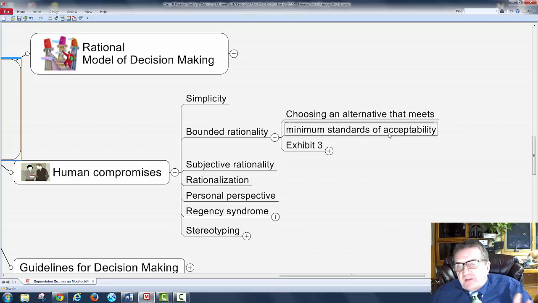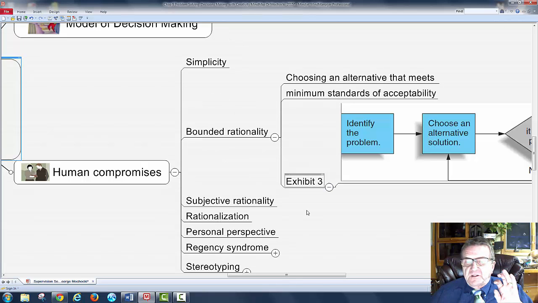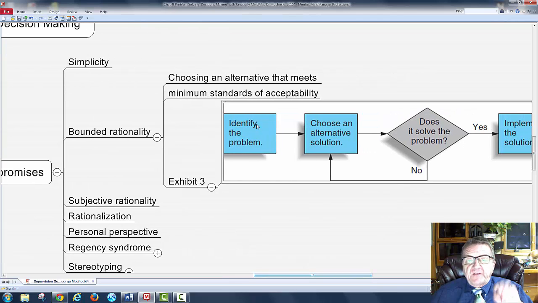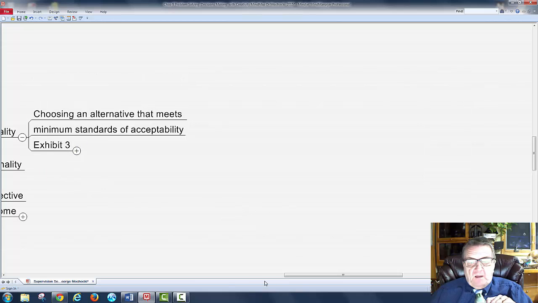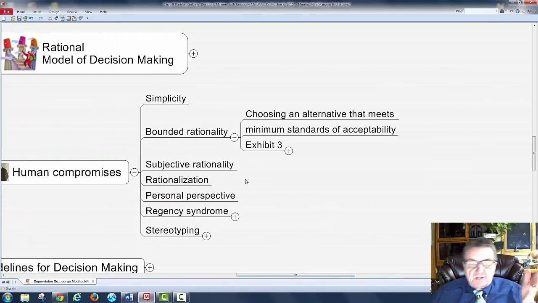This one, the bounded rationality, minimal standards, acceptability for now. So let's see my chart. When I'm looking at this, identify the problem, I choose an alternative. Does it solve the problem? Remember, you're looking at kind of a decision tree. We'll talk about that later, and then later implement the solution. Okay. Now, when we're going back on here, the other thing is subjective rationality. Does it make sense? Rationalization, personal perception.